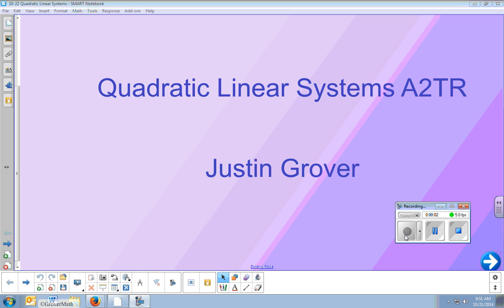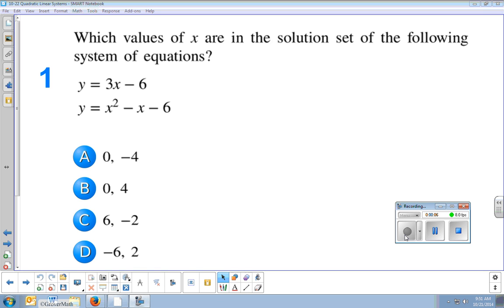Quadratic linear systems, Algebra 2, Trigonometry regions. Which values of x are in the solution set for the following system of equations?